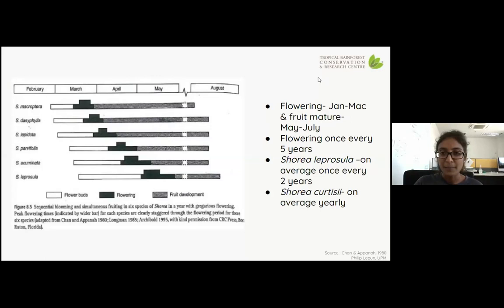But of course, this is very dependent on the species, on the climatic changes, and also on the microclimate of a certain habitat. For example, Shorea laprosula, on average, flower once every 2 years, and Shorea cruticea, on average, every year.